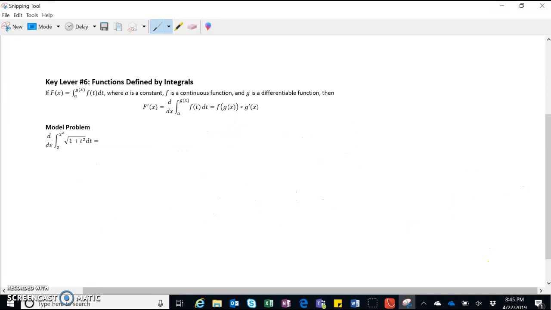All right, on to key lever number 6. This function is defined by integrals. Another common name for this is the second fundamental theorem of calculus, where you have a function that is equal to a definite integral, and you're asked to take that function's derivative. So the rule is right here.